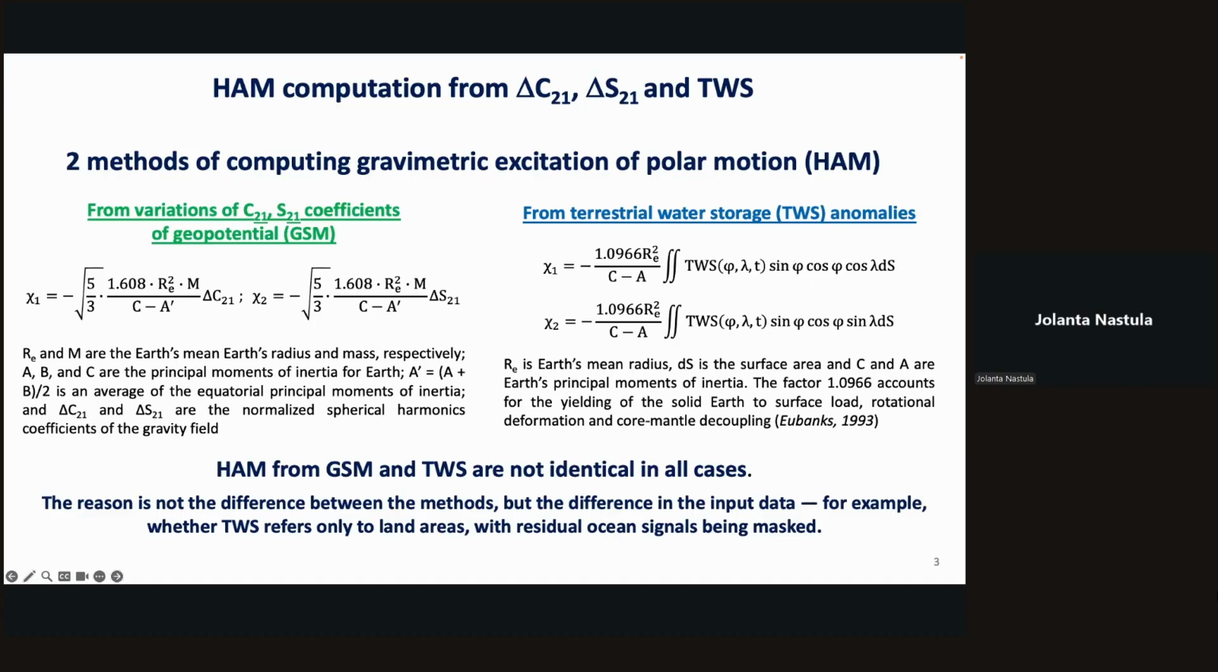So we use two methods of computing gravimetric excitation of polar motion, either from variation of C21, S21 coefficients or from terrestrial water storage anomalies. And results are not identical in this case. The reason is not the difference between the methods, but the difference in the input data. For example, whether terrestrial water storage refers only to land areas or refers to both land areas and ocean areas with the ocean model being removed.